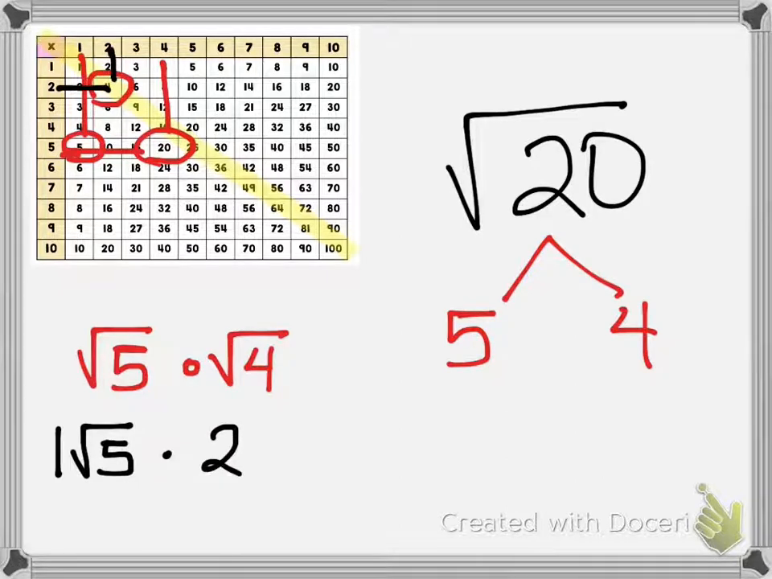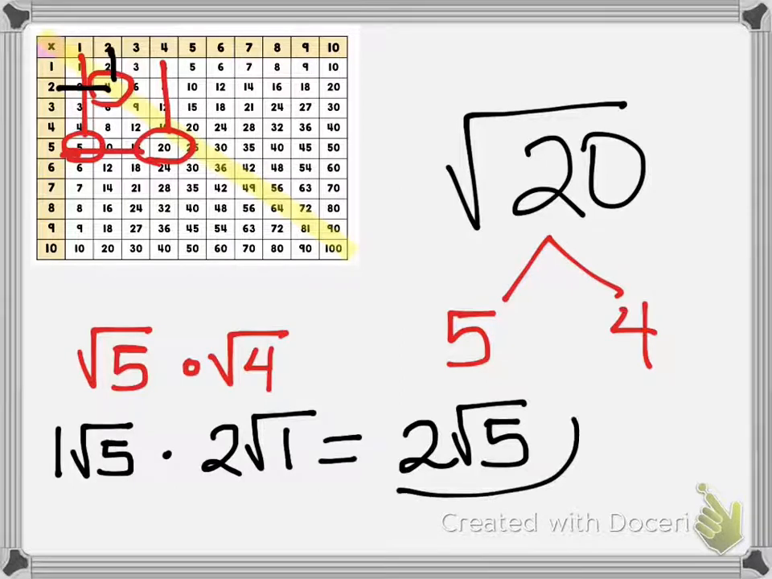So that's equivalent to 2 times the square root of 1. So to multiply like we did in class today, we're going to multiply the outside numbers. 1 times 2 is 2. And the inside numbers, 5 times 1 is 5. So the simplified version of the square root of 20 is 2 square roots of 5. Those are equivalent radicals.